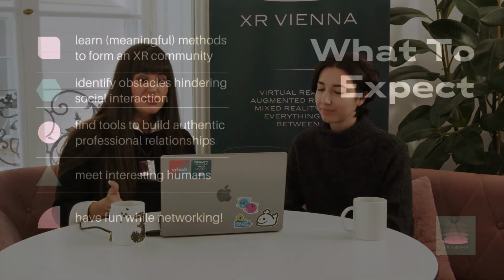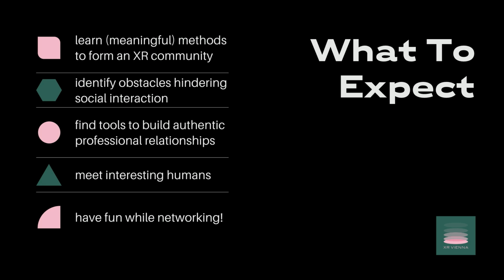into the virtual world. We're also going to identify obstacles hindering social interaction because, as you know, we don't communicate the same way. So we have to find a way in which all can benefit from this communication in this community. We are going to find tools to build authentic professional relationships, which means we are going to be there to be friends, to find friends, but also to become work colleagues and professionals working together towards a common goal. Which leads to the last two points: how we can meet interesting humans and also how to have fun while networking.